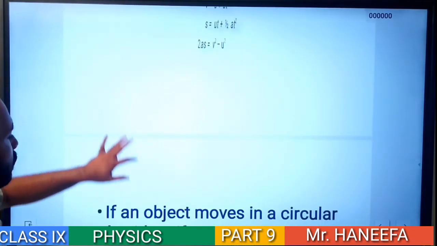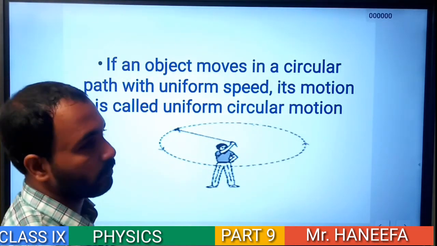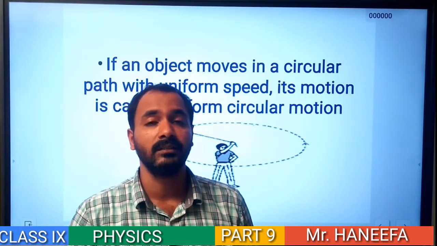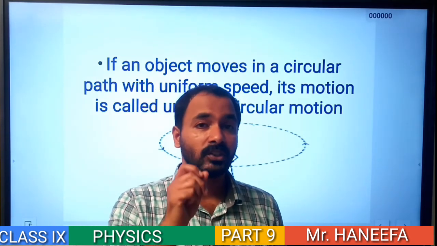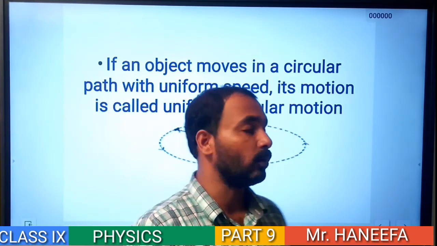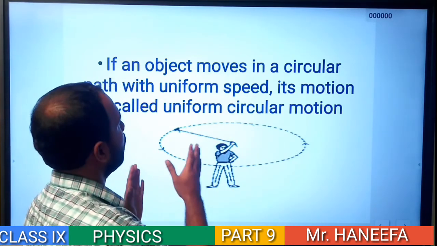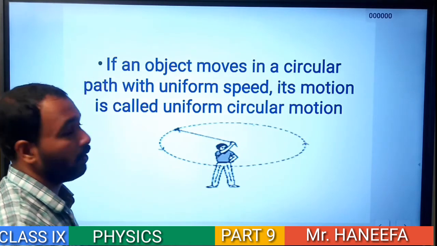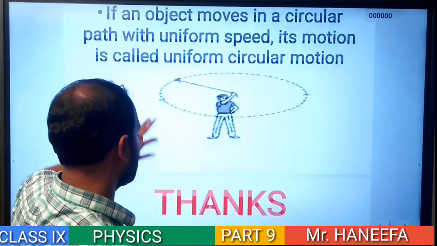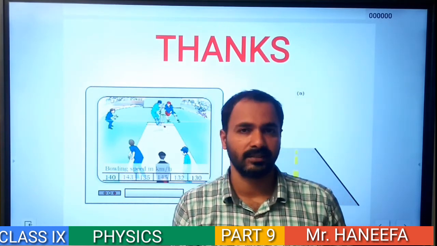At the last of this chapter, we discussed circular motion or uniform circular motion. What is circular motion? Motion in a straight line is called rectilinear motion. Motion in a circle is called circular motion. If an object moves in a circular path with a uniform speed, that is called uniform circular motion. So these are the topics related with this chapter, motion.